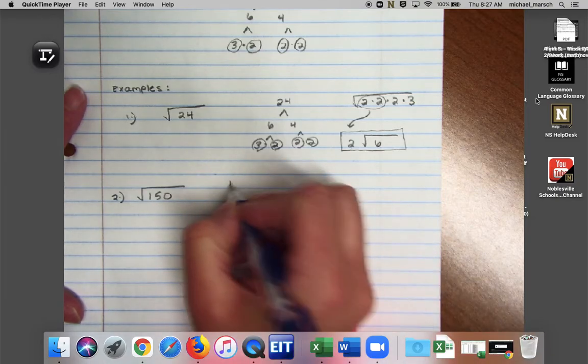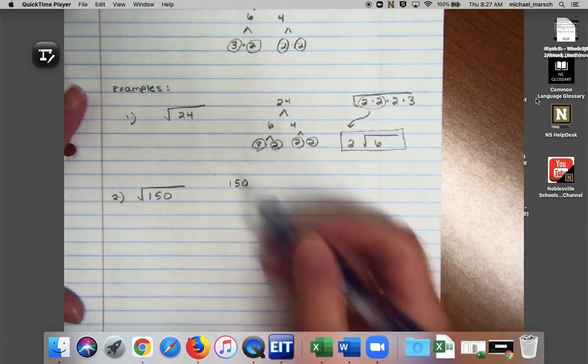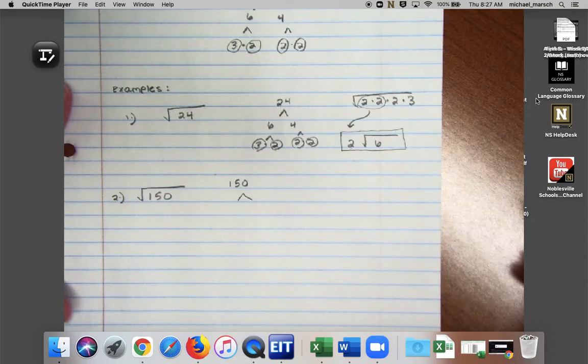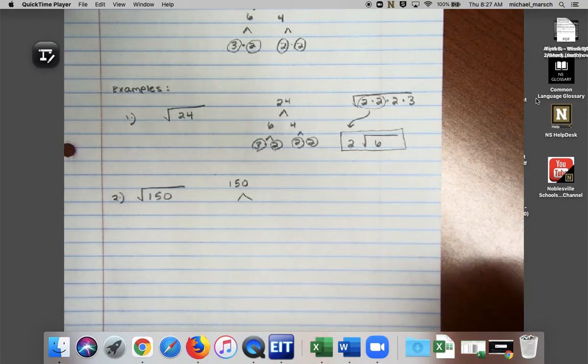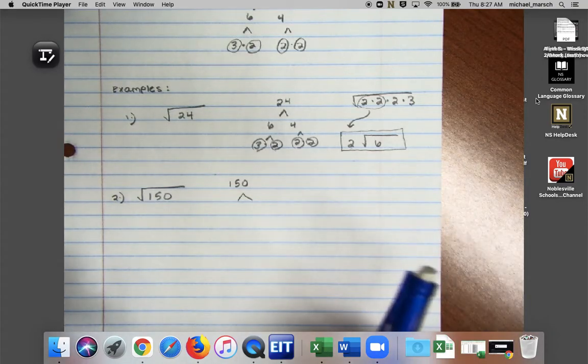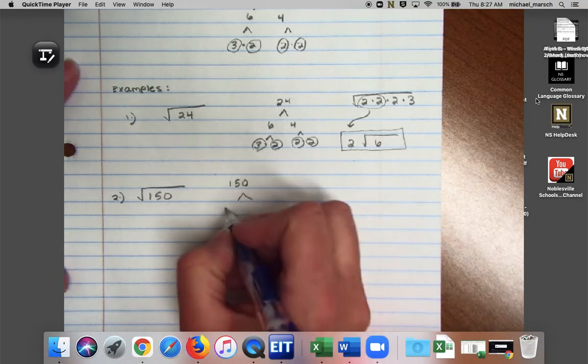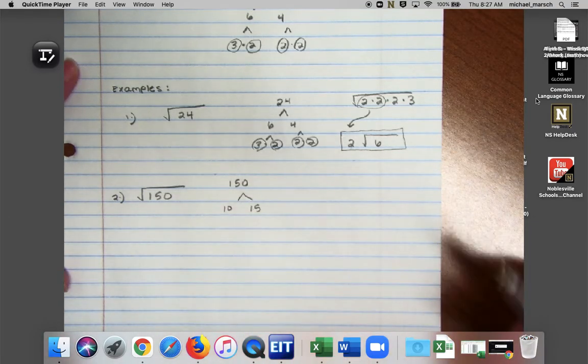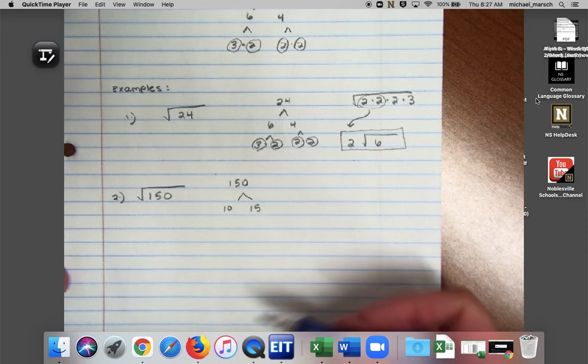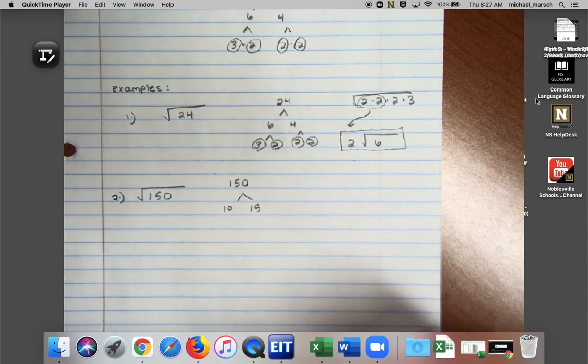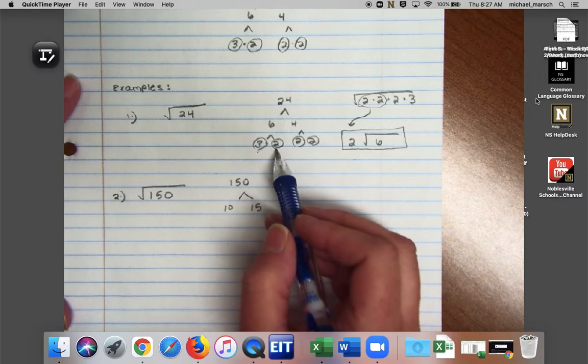Okay, so I'm going to do my factor tree over here a little bit so I have some space. So I'd ask myself, what times what equals 150? Well, there's multiple pairs of numbers, but we're going to go with 10 and 15. You could have said 3 and 50. You could have said 25 and 6. You're still going to get to the same prime factors.